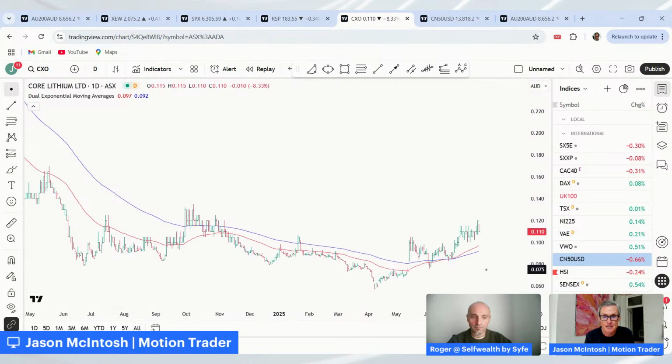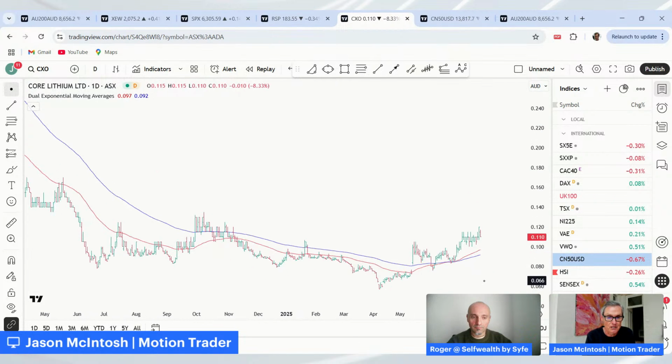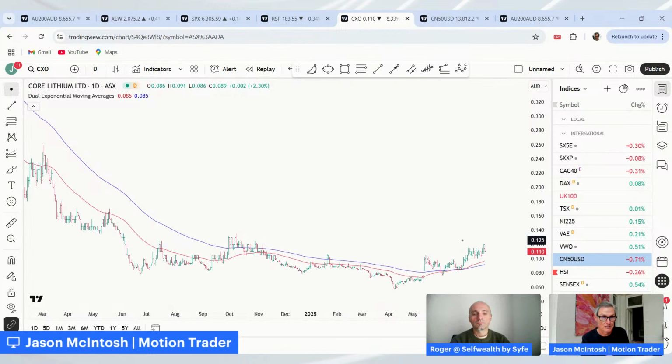Looking at CXO, its price action doesn't look as good as LTR at this point. It's still got the moving averages crossed. Price has gone from below to above. We've had a consolidation into the moving averages, another rally. So it all looks good. Just LTR looks like there's stronger initial momentum, so that could be a sign that a stronger underlying trend will develop. But we don't know.